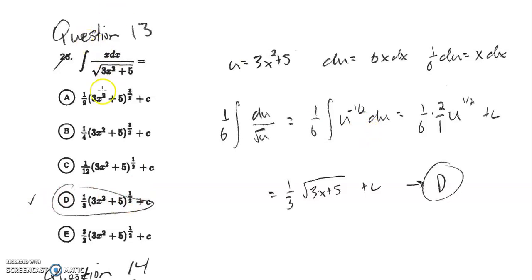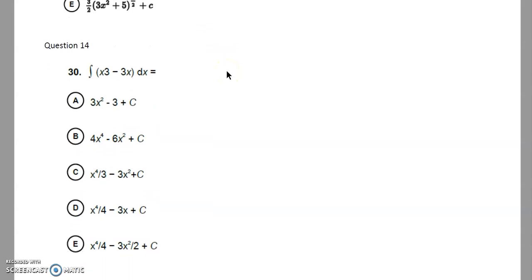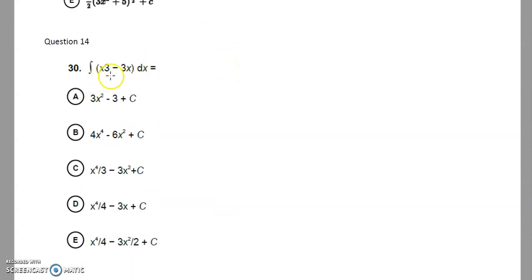I apologize if some of these don't show up well and you can't read them super well. That's as best as I could get it from the way those AP files got imported. So before you do this one, this is another one where it got formatted weird. This is not x times 3. This is x cubed. So that's the integral of x cubed minus 3x dx. This one you should be able to do. It's just power rule.